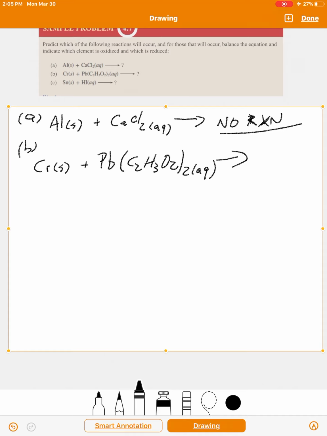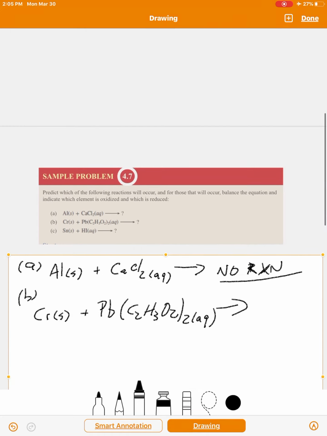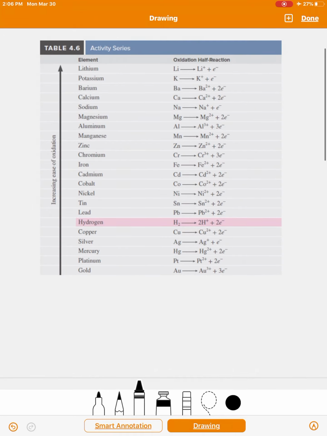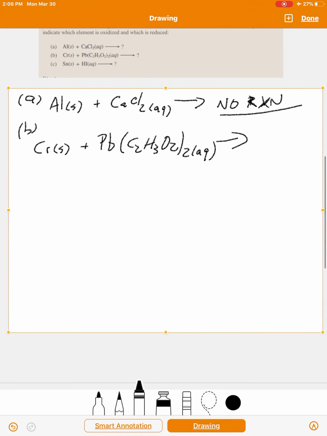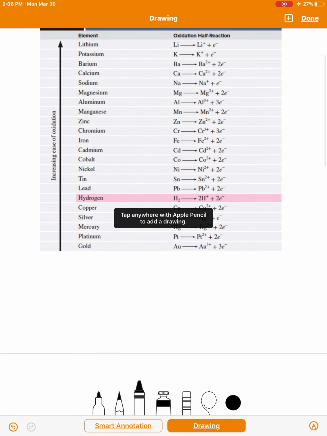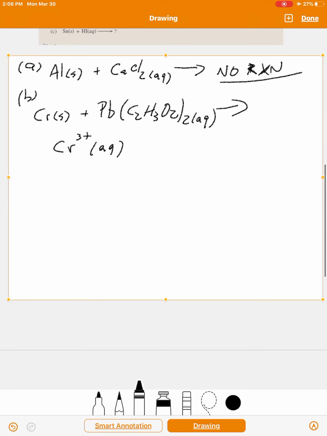So now we decide what it's going to turn into. So this is what we'll do. You look at the activity series, and you look for chromium. Chromium turns into chromium plus 3, aqueous if it's charged. And then the lead, if you take a look at lead, lead's going to get turned right back into Pb. So it just becomes the metal. Now, again, the only metal that would not be solid would be mercury.